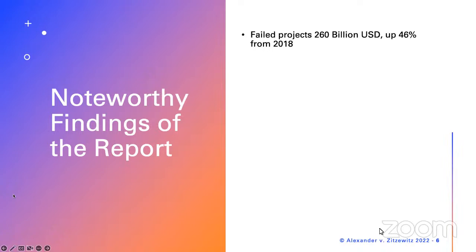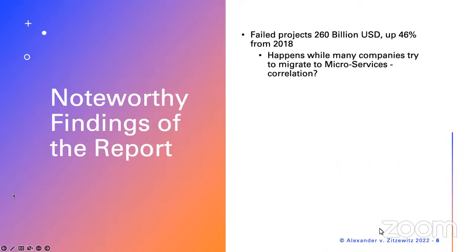What changed dramatically since 2018, or I would say almost since 2015? My suspicion is that many companies jump on the microservices train without knowing what they're getting into.